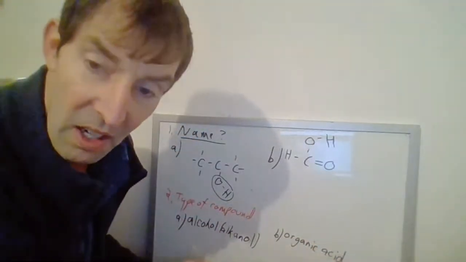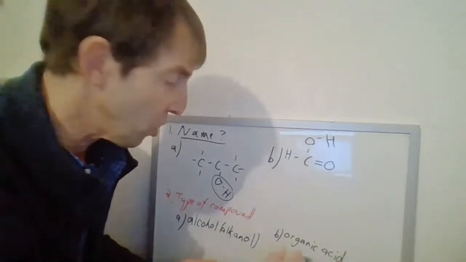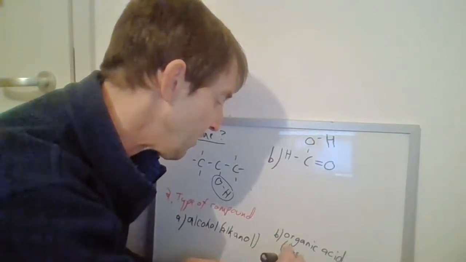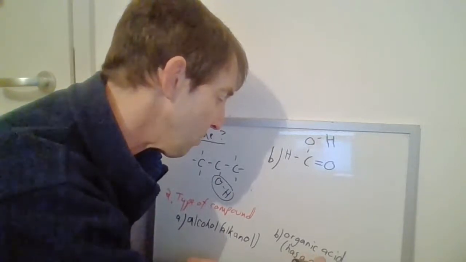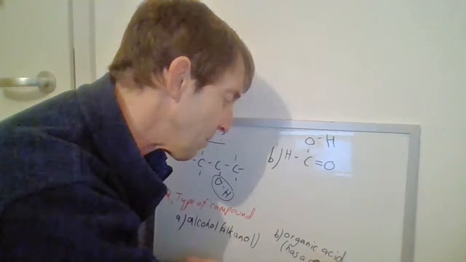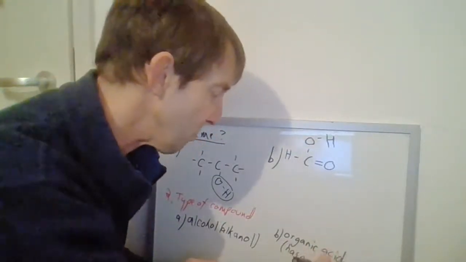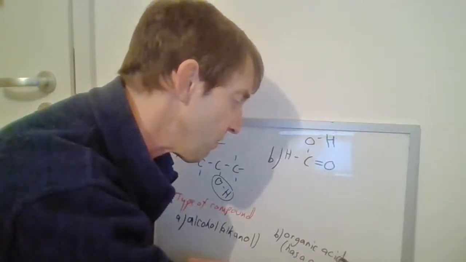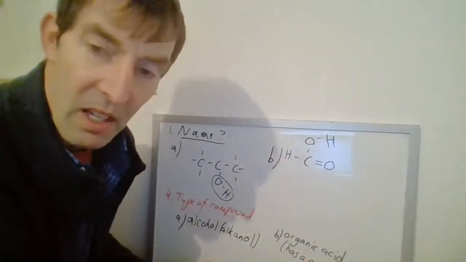Okay, an organic acid. It's got a carboxylic group. That's how you identify it. I think for your assignment next week, I'm going to have you name a bunch of things and draw some things, because I think you need some practice. Has a carboxylic group, so it's an organic acid.